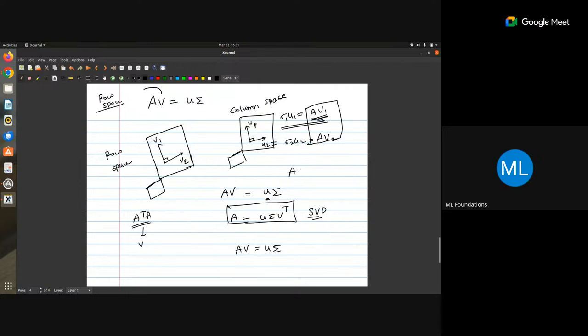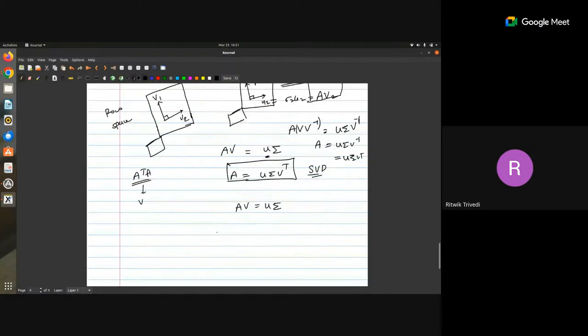But then A V, and if I multiply V inverse this side, I'll get this kind of format, right? And this V inverse times V is the identity matrix. So A into I is A basically. So A will become U sigma V inverse. But since V inverse, the vectors inside, is the same as V transpose, I get this format U sigma V transpose. This is the SVD form. The inverse and transpose equality is happening because of the orthogonal and orthonormal vectors. Okay. Now A into V, the row space and column space, I'm unable to understand.